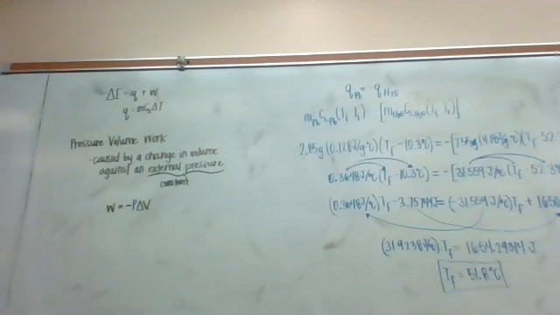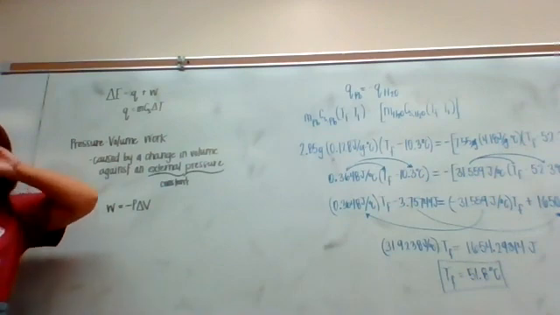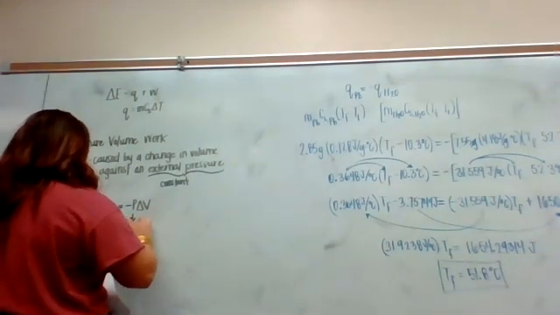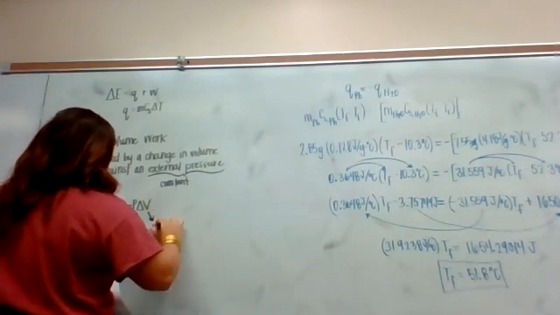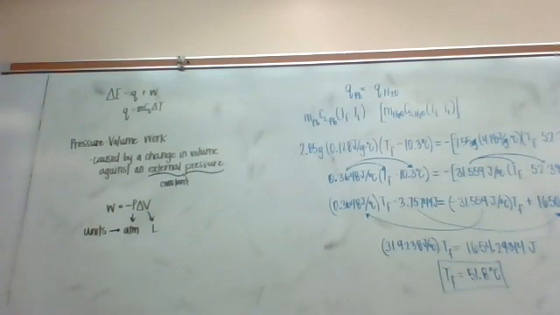Okay, so the work equation for pressure volume work is negative pressure times delta V. The negative is part of the equation, so don't forget. Delta V is final volume minus initial volume. So for units, your pressure always needs to be in atmospheres, and it will always be given to you in atmospheres because we haven't talked about different pressure units. That's in chapter 2. And your volume needs to be in liters.